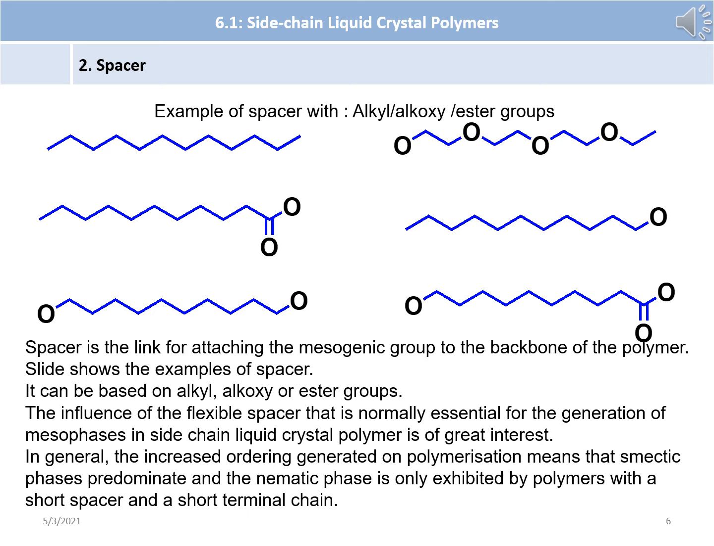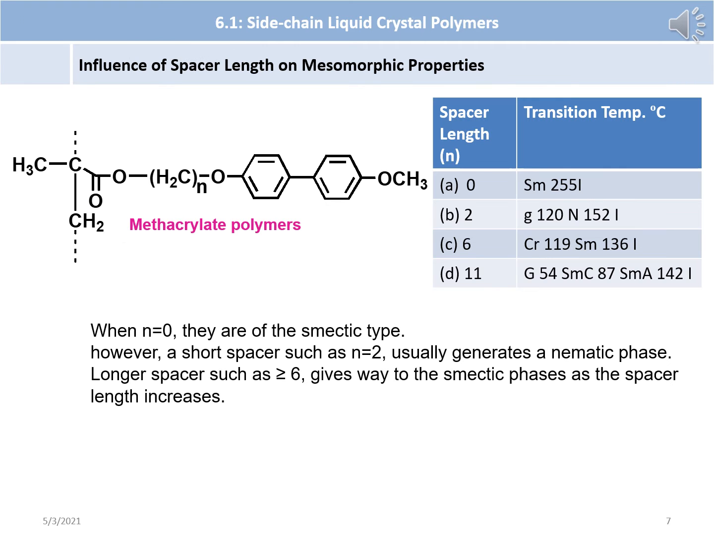The influence of the flexible spacer, which is normally essential for the generation of mesophases in side chain liquid crystal polymer, is of great interest. In general, the increased ordering generated on polymerization means that smectic phases predominate and the nematic phase is only exhibited by polymers with a short spacer and a short terminal chain. We use methacrylate polymers on the slide as an example.